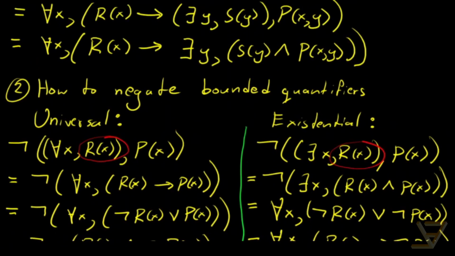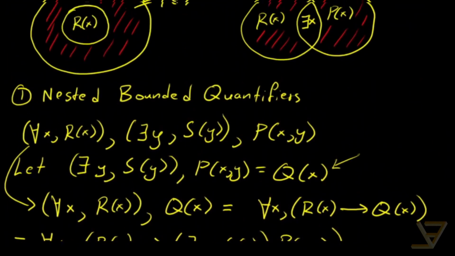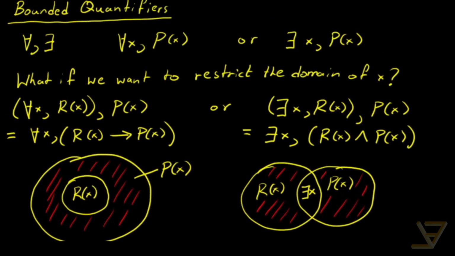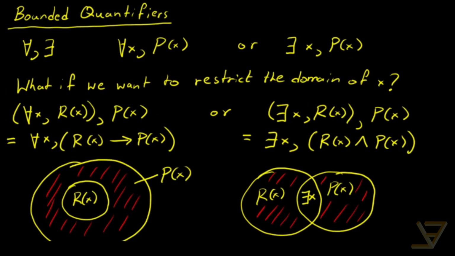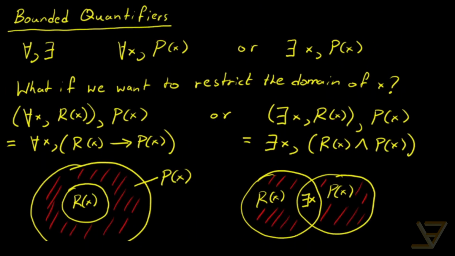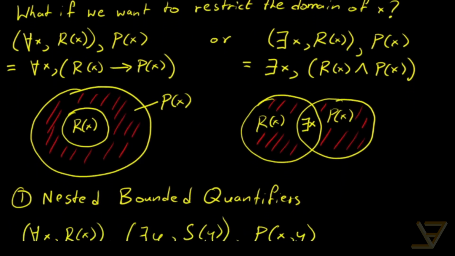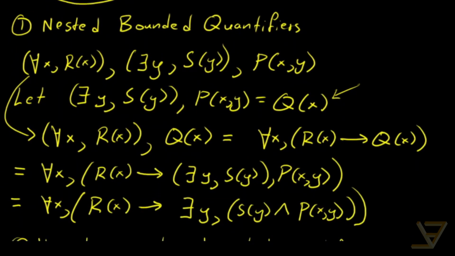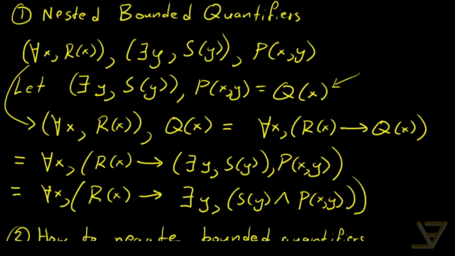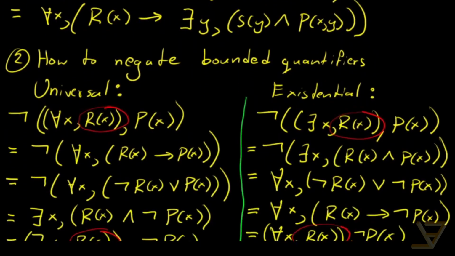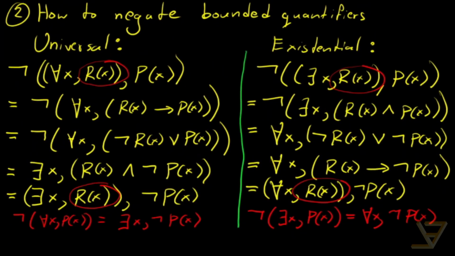So let me go back to the beginning and just recap what we did. We had the definition of bounded quantifiers. We looked at a visualization. We showed an example of how to open up nested bounded quantifiers. And finally, we showed a variation of De Morgan's laws for bounded quantifiers, how to negate them.